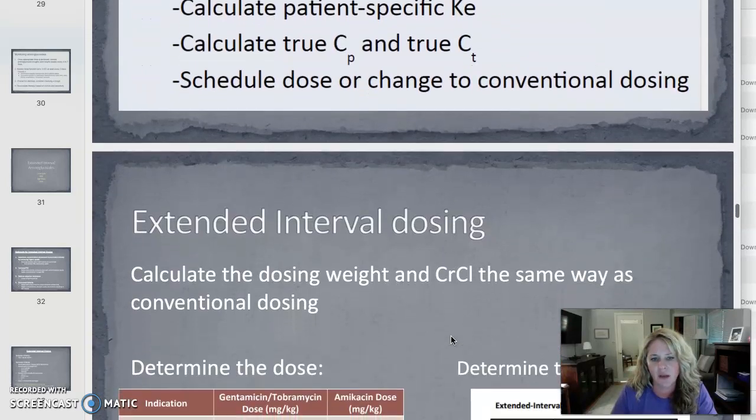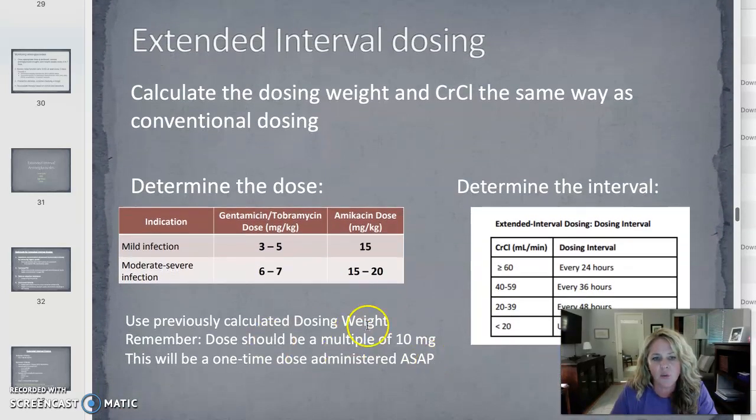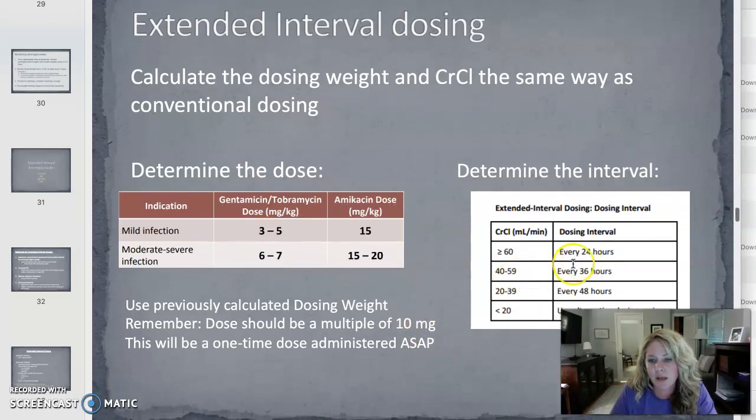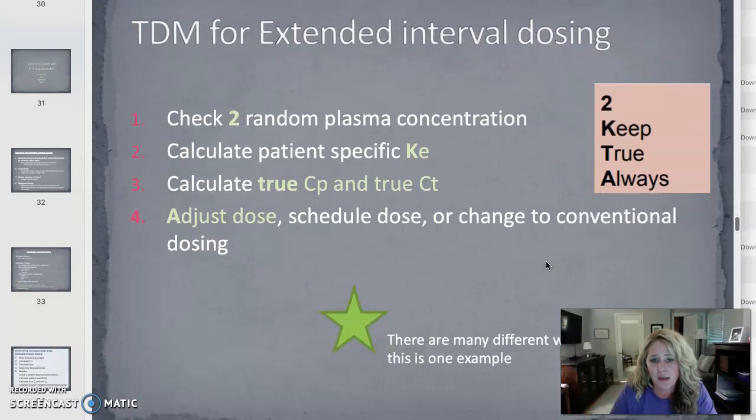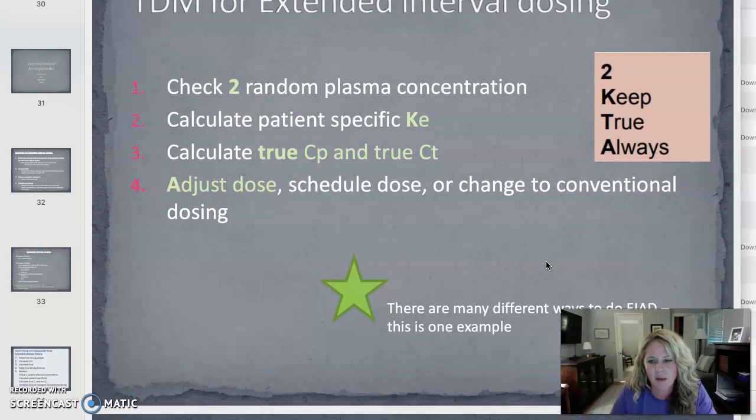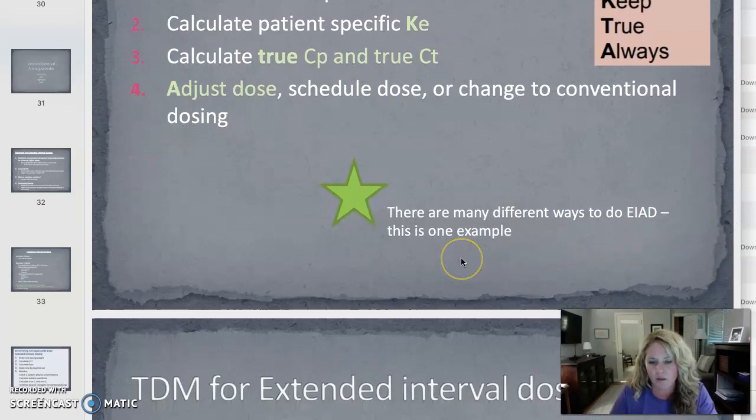and then calculate the true peak and trough, okay? So your dose here for a mild infection, we're going to use 3 to 5 milligrams per kilogram, or 6 to 7 for more severe. And then you'll use your creatinine clearance to determine what your initial dosing interval is. You check 2 random plasma concentrations to calculate that patient-specific KE using the same formulas we did before, and then you can back calculate to find the true peak and trough and adjust based on what you find.